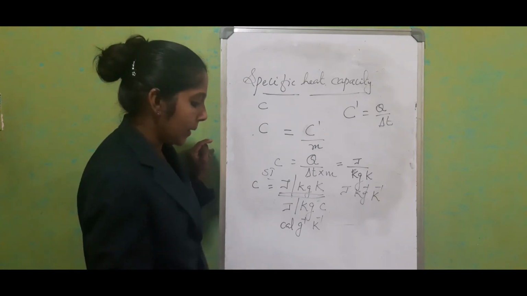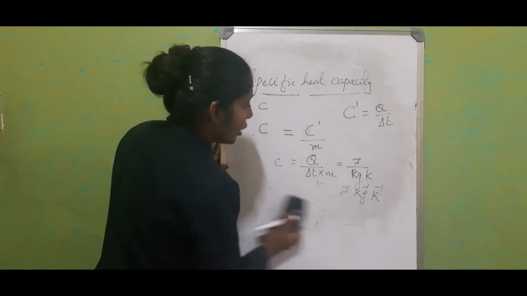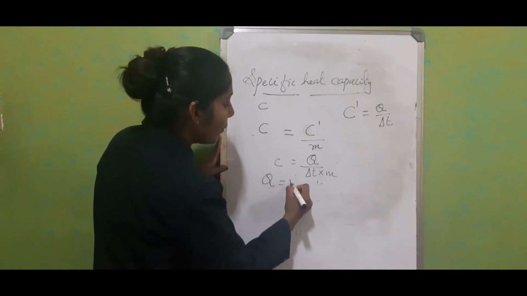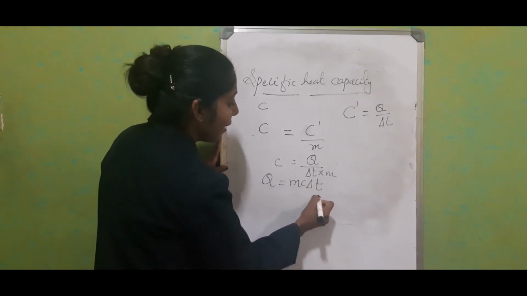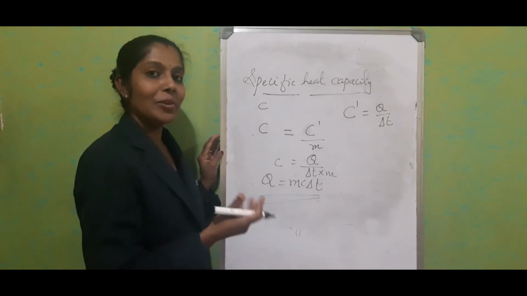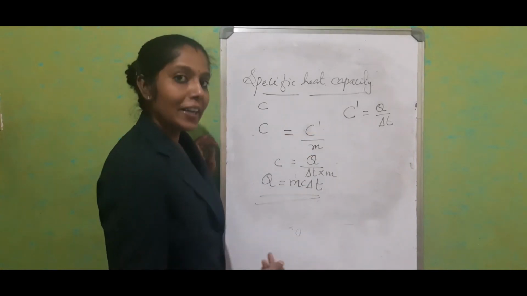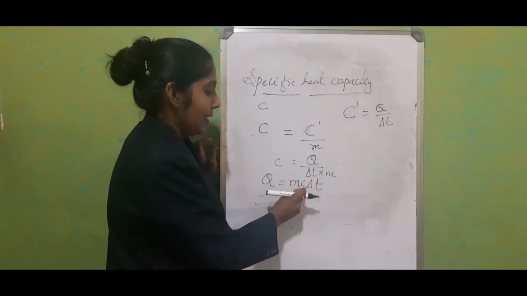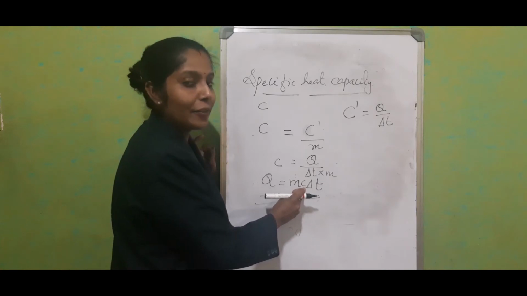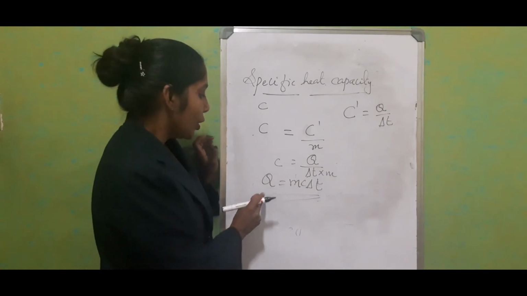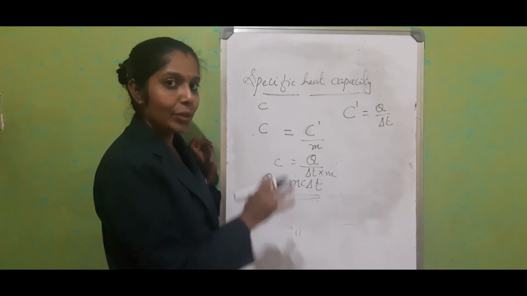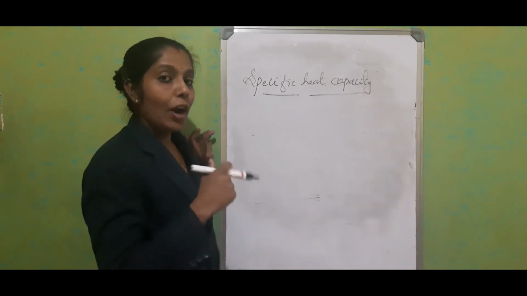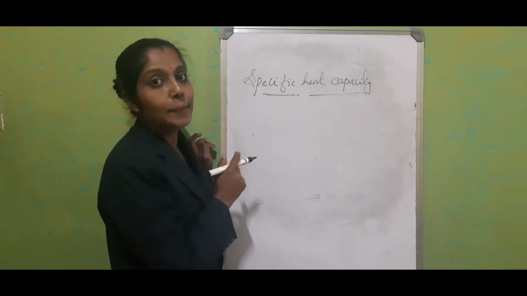If we rearrange this equation, Q is equal to mc delta T. So these are the factors we studied: the amount of heat energy required to increase a particular temperature depends upon the mass of the object, the property or material of the object, and the change in temperature. So Q is equal to mc delta T actually came from the equation of specific heat capacity. Now let us see how calorie and joule are related for specific heat capacity.